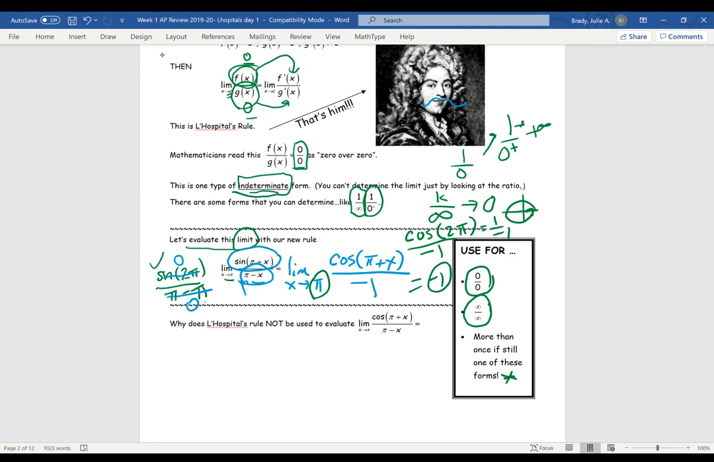Okay? And you can't use it for this version, this one, because if I tried to evaluate at pi, you would have cosine of 2 pi over pi minus pi, which is cosine of 2 pi is 1 over 0. And that's not one of the forms. So we can't use, get a pen, got a little lag. We can't use that L'Hopital's rule.